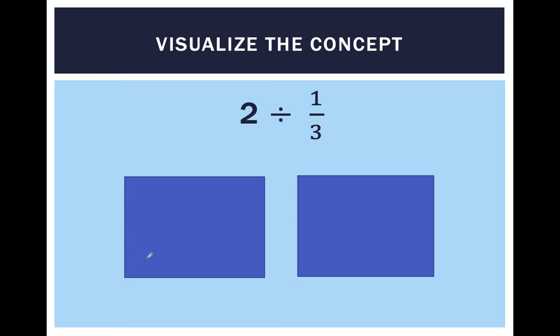So this is a visual to help you with that. Take a look at these two blue rectangles. This is going to represent 1, and this is going to represent 2 wholes. We're dividing these two rectangles by 1/3. What that means is I'm dividing each rectangle into thirds. So now we have a total of 6 pieces.